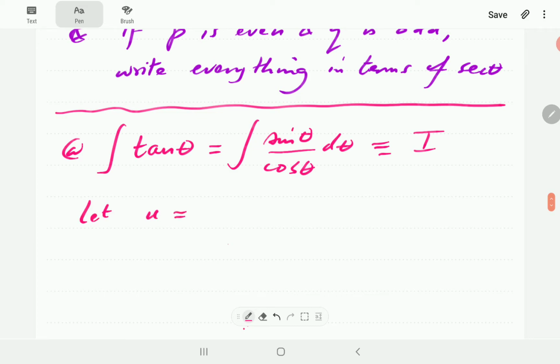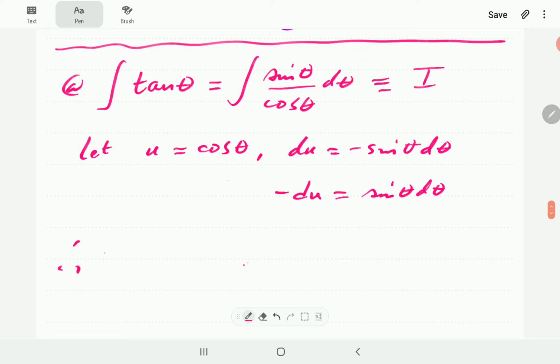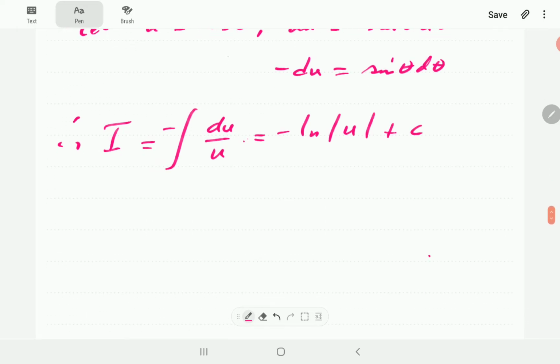So we're going to let u be equal to cosine theta, because then du is negative sine theta d theta. Sine theta d theta we have in our integral. So from that it tells us that sine theta d theta is negative du. So we can write entirely in terms of u. It's going to be the negative of du over u. So this is going to be the negative of ln magnitude of u plus c.